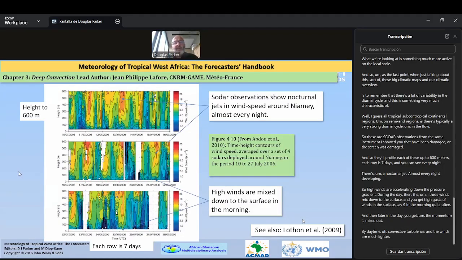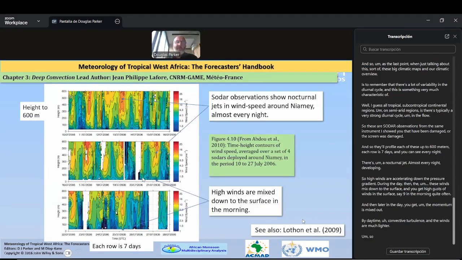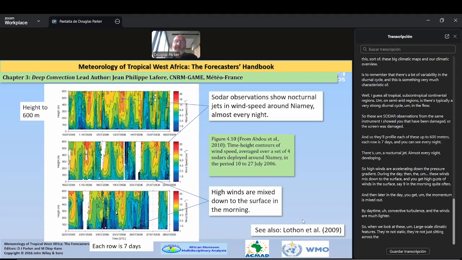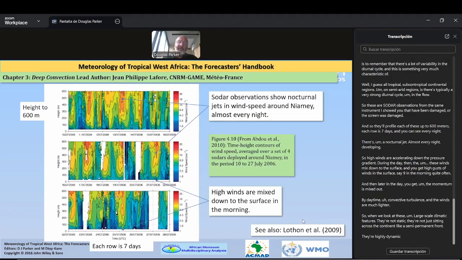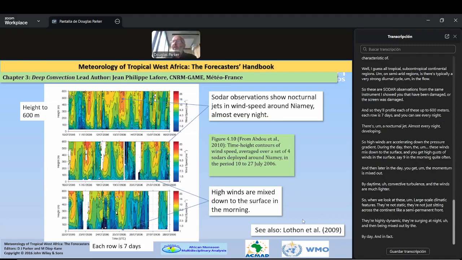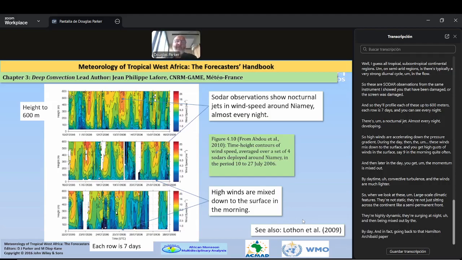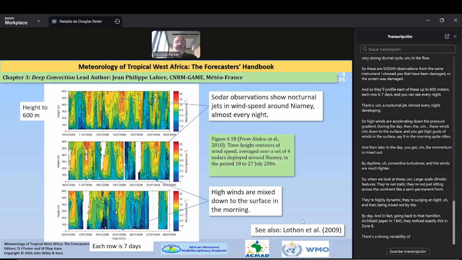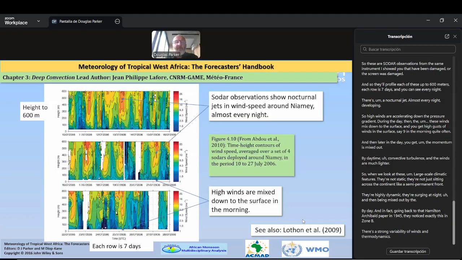So when we look at these large-scale climatic features, they're not static. They're not just sitting across the continent like a semi-permanent front. They're highly dynamic. They're surging at night, and then being mixed out by day. And in fact, going back to that Hamilton Archbold paper in 1945, they noticed exactly this in the Zone B, that there's a strong variability of winds and thermodynamics over the diurnal cycle.